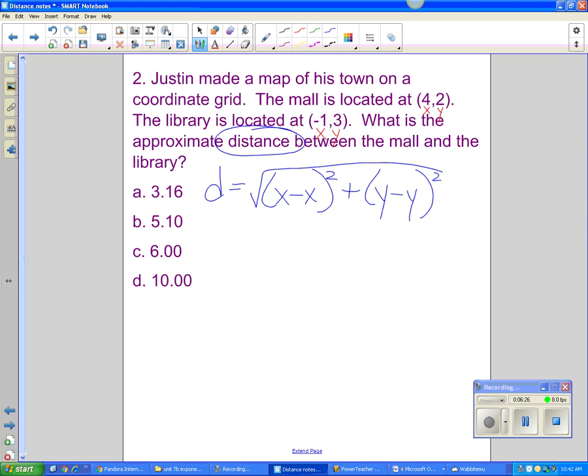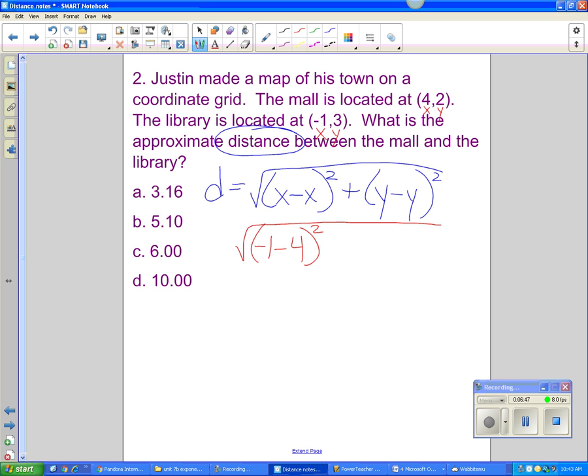What are the two numbers that are x's? X's are -1 and 4. So I'm going to do square root, parentheses. I'm going to start here. Guys, it doesn't matter what order you do. I'm going to do -1 minus 4. If you did 4 minus -1, you're going to get the same answer.